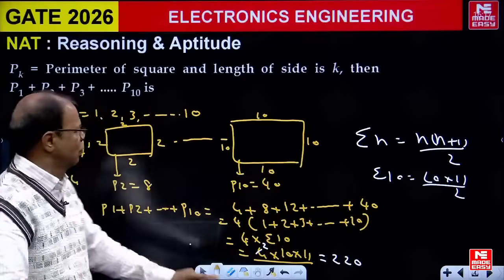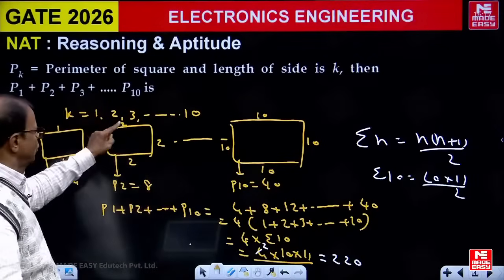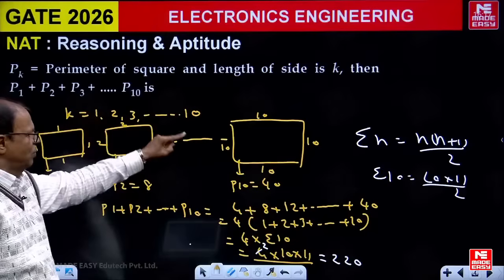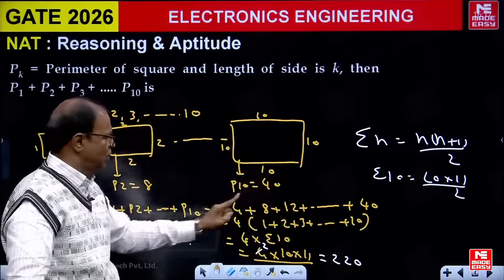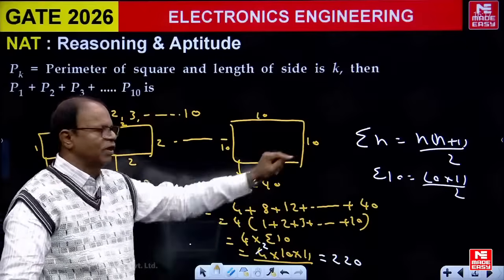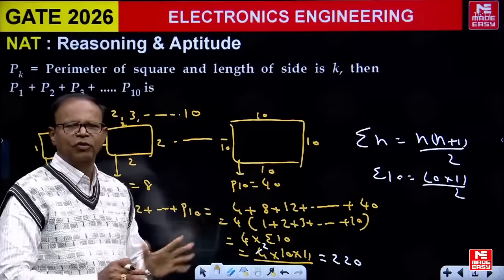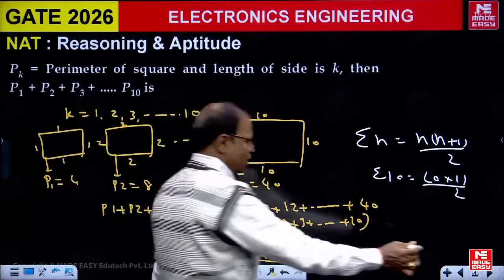If we take K is equal to 1, perimeter is 4, K is equal to 2, perimeter 8, K is equal to 3, perimeter 12. Similarly, K is equal to 10, perimeter 40. We can take 4 common, sigma n, that is nothing but sigma 10. This is one of the questions. Come to the third one.